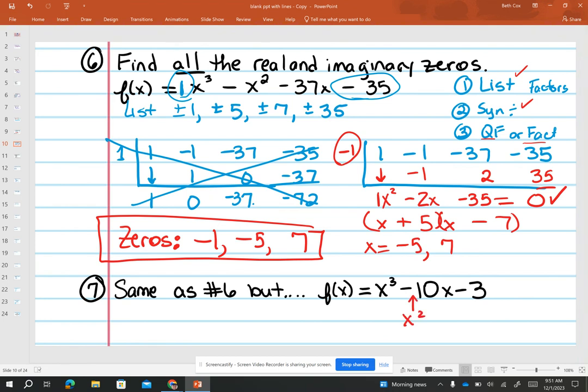So when I do this, I'm going to have 1, 0, negative 10, and negative 3 before I start division. And my guesses are going to be positive negative 1, positive negative 3. Okay, see if you can do number 7 on your own. It's just math, y'all. You can do it.